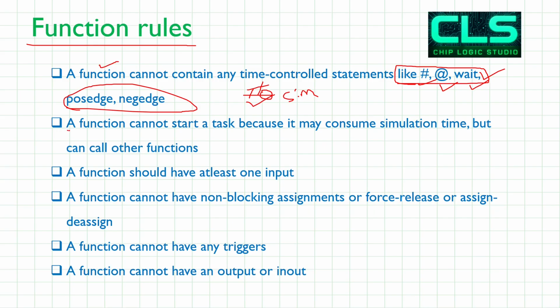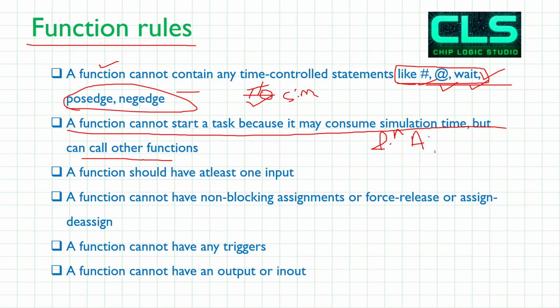A function cannot start a task because it may consume simulation time, but it can call other functions. A task can be used with delays; these delays can be used inside the task. So if in function A you are calling function B, that's fine, because a function doesn't have any delays or triggering elements. But if B is a task and the task has some delay, it will give a compile error. So this is not allowed.